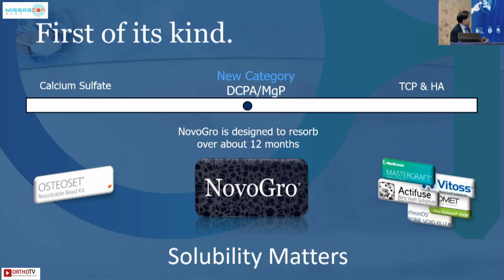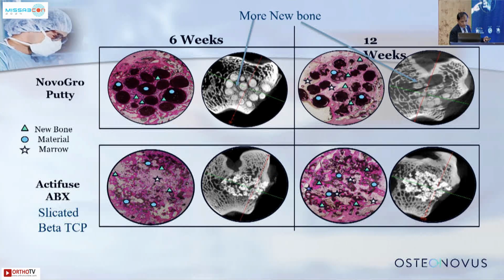From a point of view, calcium phosphate is absorbed very quickly. TCP and HA take a long time, and this is a new category where NovoGro absorbs in about 12 months. And this is a comparison.